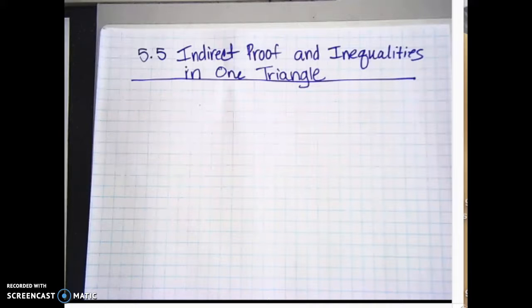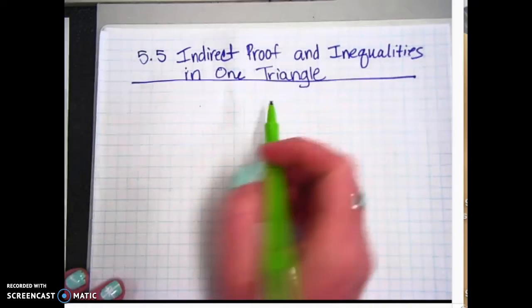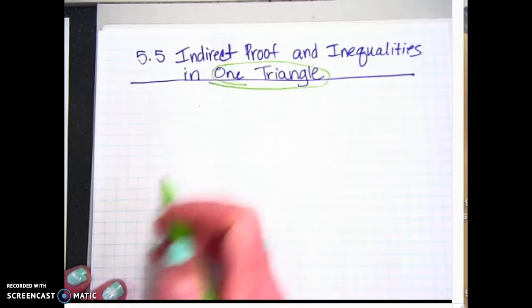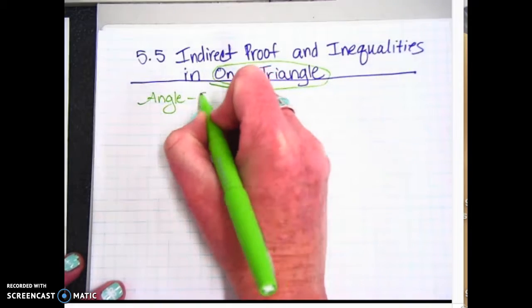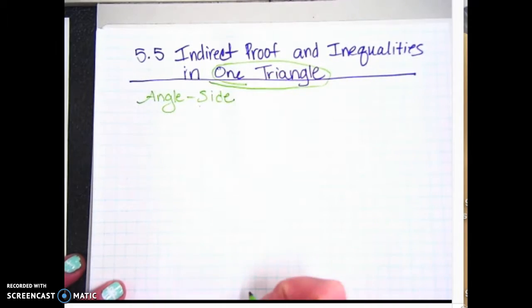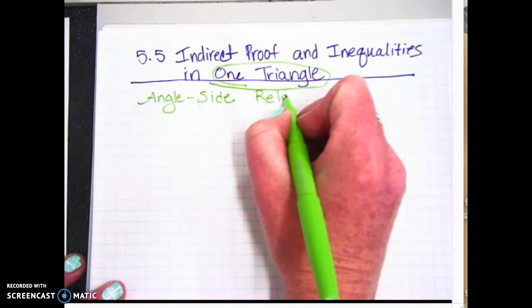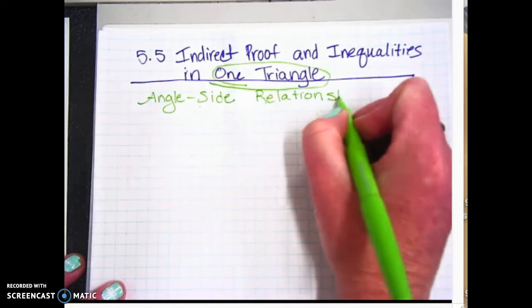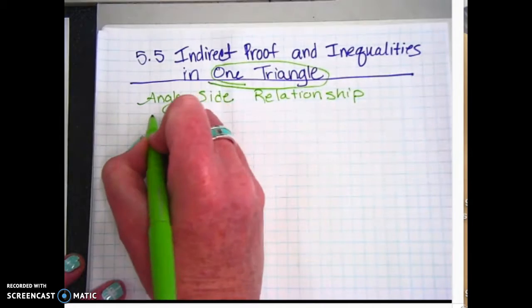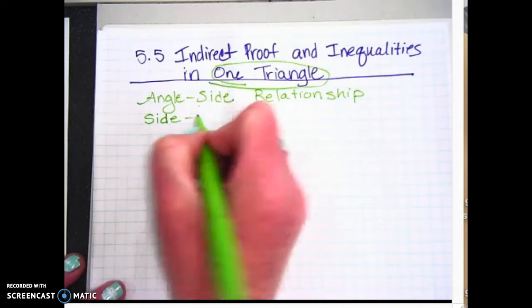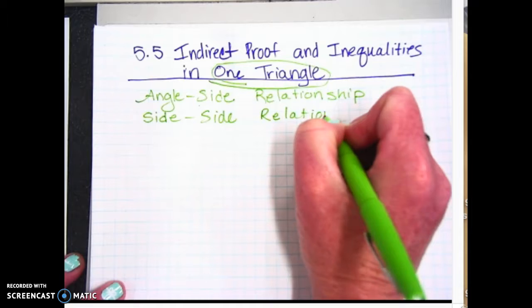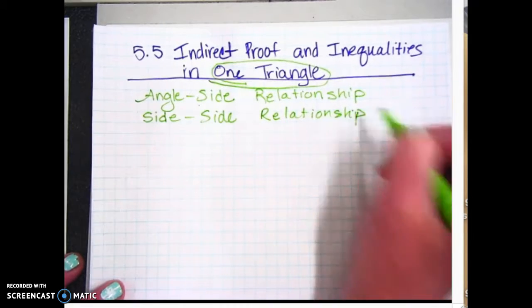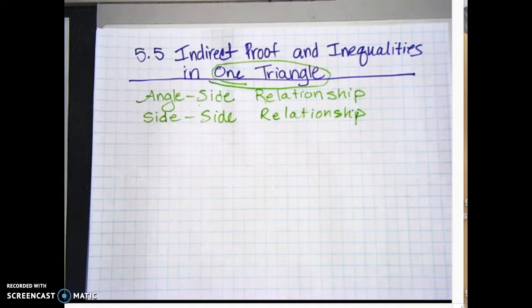Indirect proof and inequalities in one triangle. Okay, so what we're going to be looking at is when you just have one triangle, you're going to compare the angle to the side, and they're going to have a relationship. Okay, there's also going to be a side-to-side relationship. And so here's what they are.